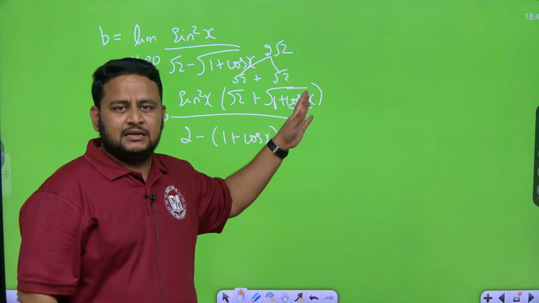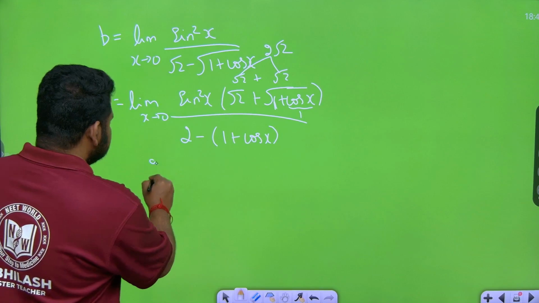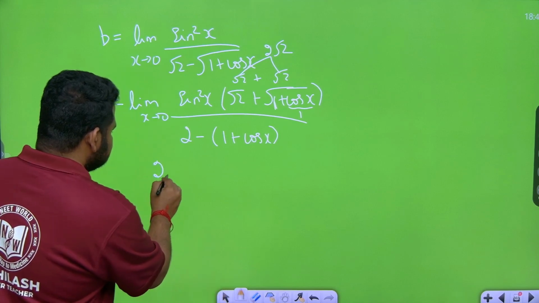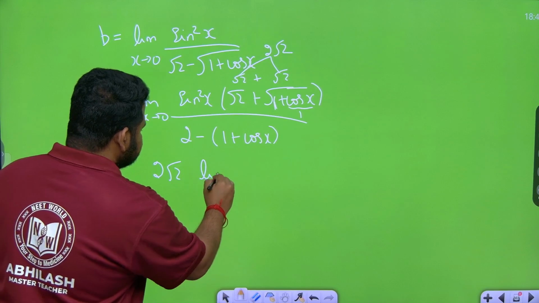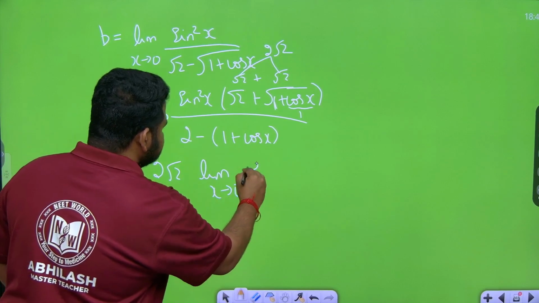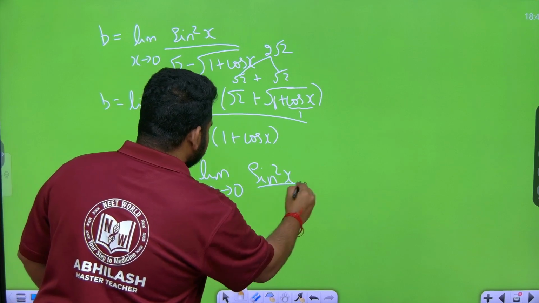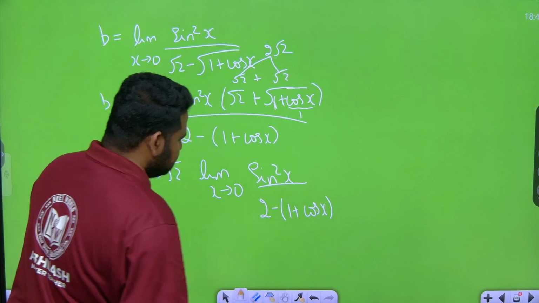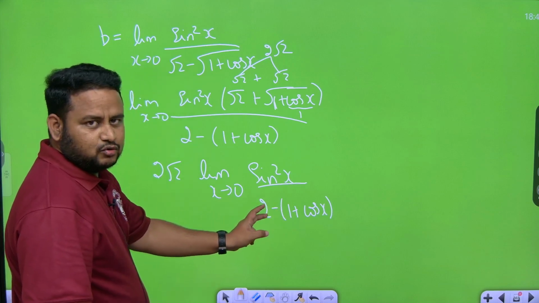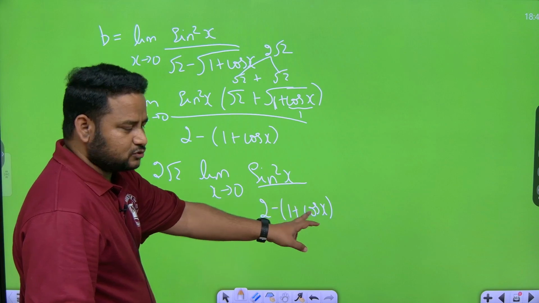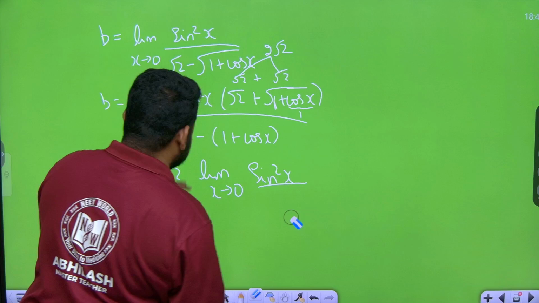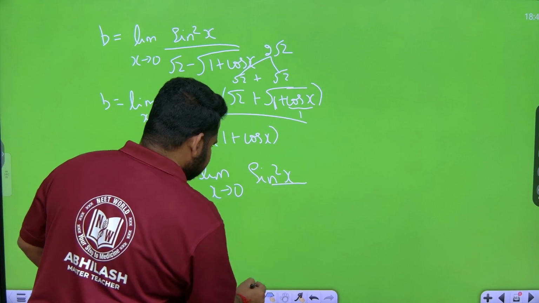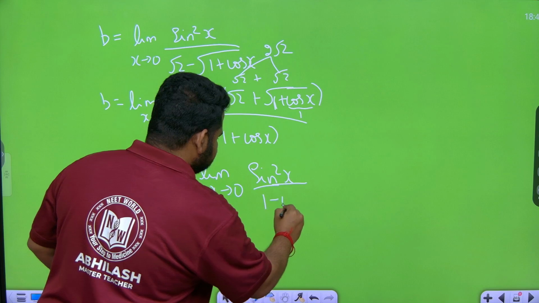Correct? Now here only I'll put the value. I'll get this as 2 times square root of 2 into the limit as x tends to 0, what I am left with? Sin square x by 2 minus 1 plus cos x. So 2 minus 1 is 1, minus into plus is minus, so I will get it as 1 minus cos x.